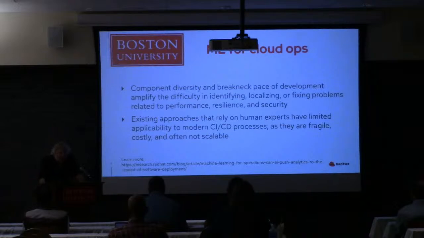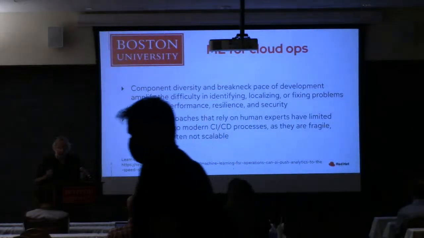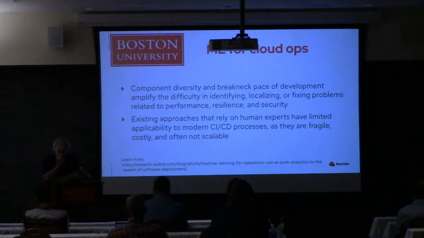So I'm going to briefly go through a few of the current projects. First is machine learning for cloud ops. This is actually the work with the BU professor who was on the previous slide. Basically, the problem here is that the diversity of components and the speed of development of software architectures and hardware architectures make it difficult to identify, localize, and fix problems related to all kinds of things manually.